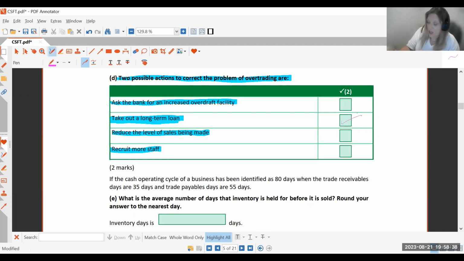So taking out a long-term loan, and then reduce the level of sales being made. Now, it sounds counterproductive. It really does sound counterproductive. Why would a business want to reduce the level of sales being made? Well, if they can't make the purchases to purchase the inventory that they need to make their goods, whatever it may be, their raw materials, they're going to be in trouble anyway. So maybe they just need to scale back what they're actually able to sell, reduce those levels of sales.